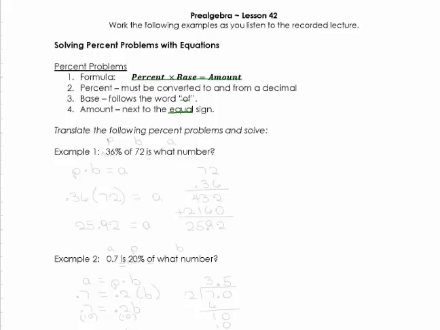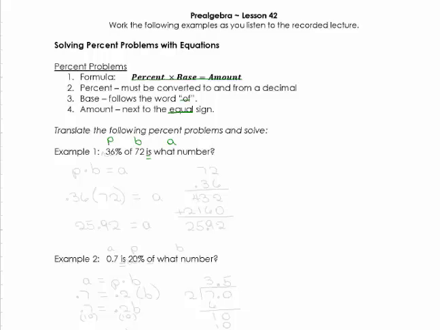36%, well, that's our percent. It's really easy to identify because it has a percent sign. And then I said the base follows the word of. Well, following of is 72. That's my base. And next to the equal sign is, of course, our amount: is what number? There's my unknown. You could put an X if you wanted to. I'm just going to use an A.